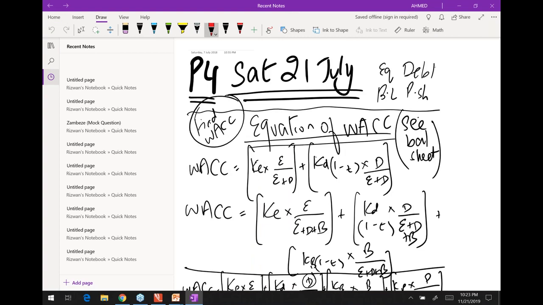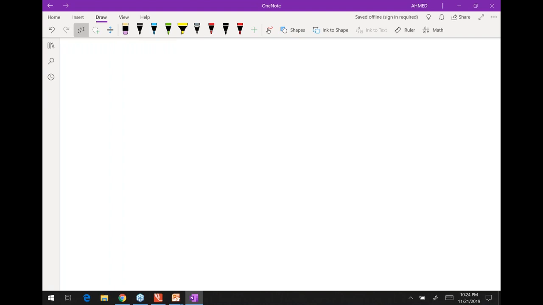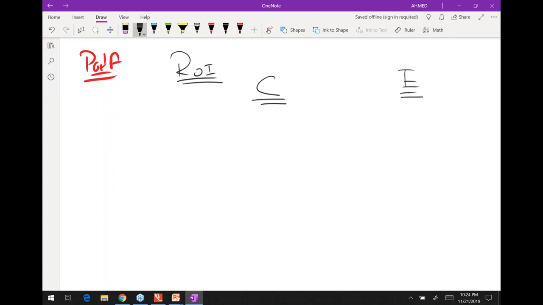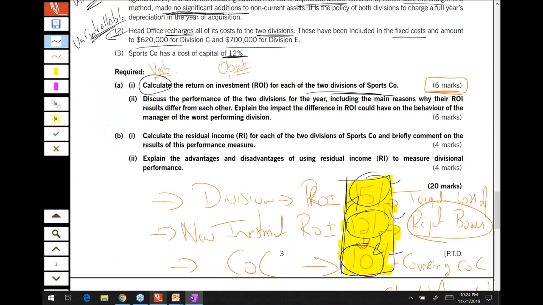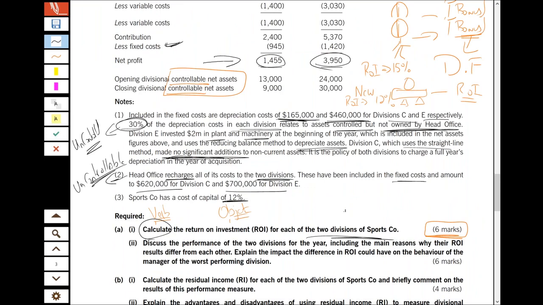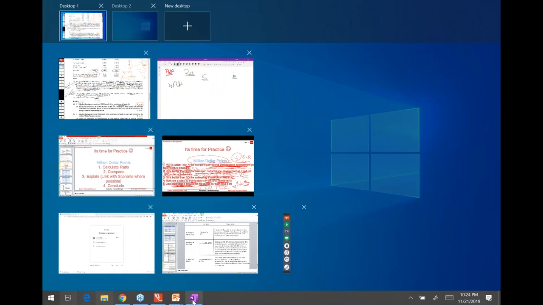Now, part A. What we are supposed to work out is ROI, and that we have to work out for the divisions. The names of the divisions are what? Division C and division E. Okay. So, net profit. The figures given are what? Net profit. So, let's write the net profit figures of 1455 and 3950.